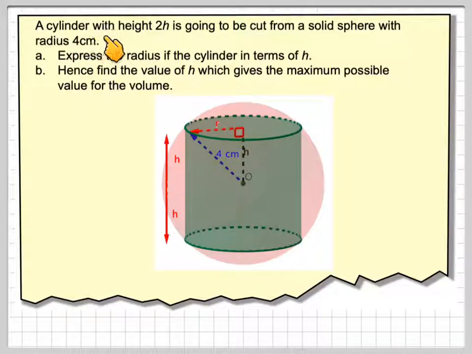A cylinder with height 2h is going to be cut from a solid sphere with radius 4 centimeters. Express the radius of the cylinder in terms of h, hence find the value of h which gives a maximum possible volume.